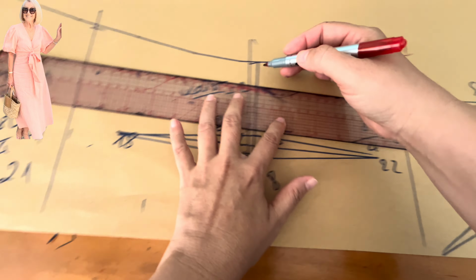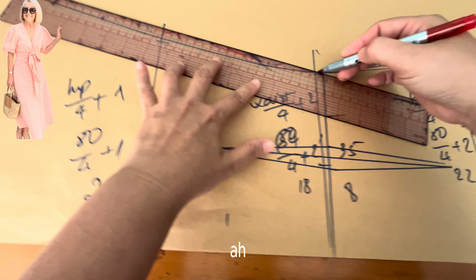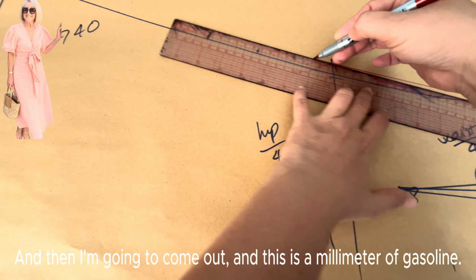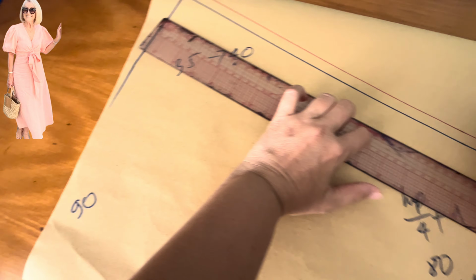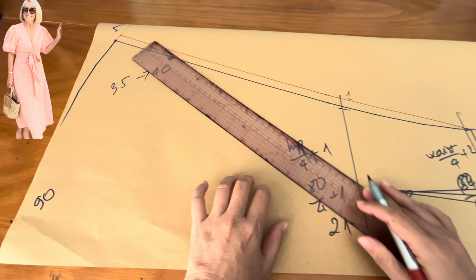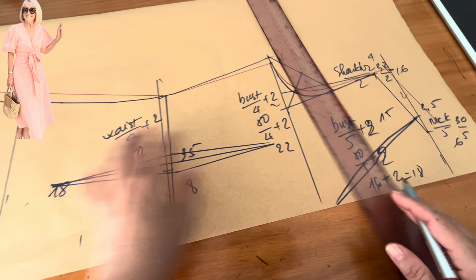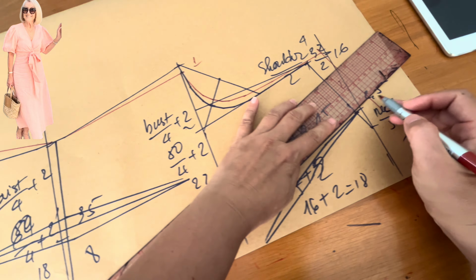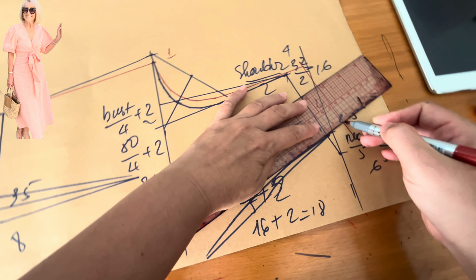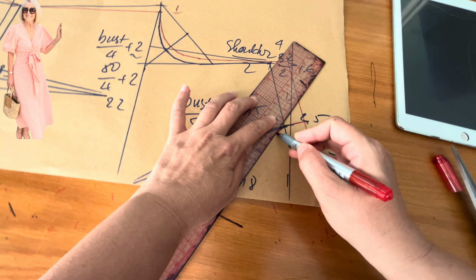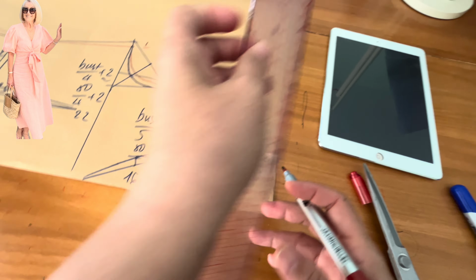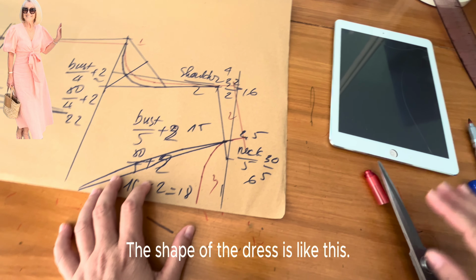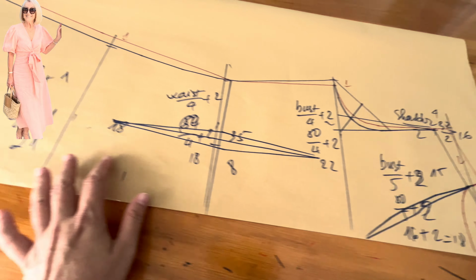One more reduction. And then I'm going to come out, and this is a millimeter. 1 centimeter. You will get the part. The shape of the dress is like this.